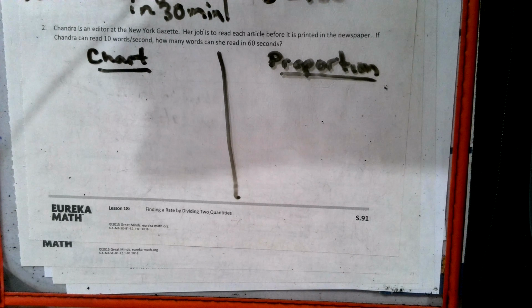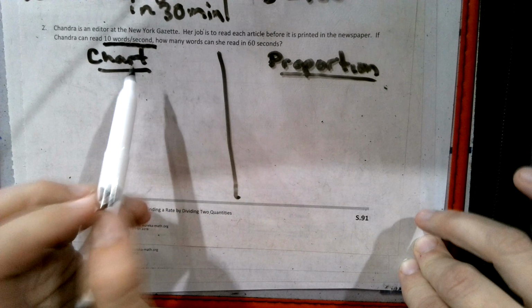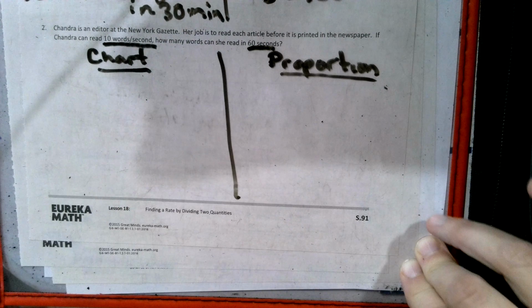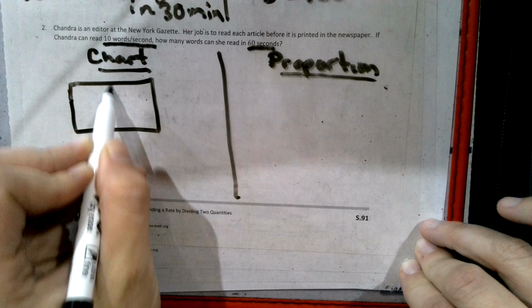Chandra is an editor at the New York Gazette. Her job is to read each article before it is printed in the newspaper. If Chandra can read 10 words in 1 second, how many words can she read in 60 seconds? So we can make a little chart out of this.